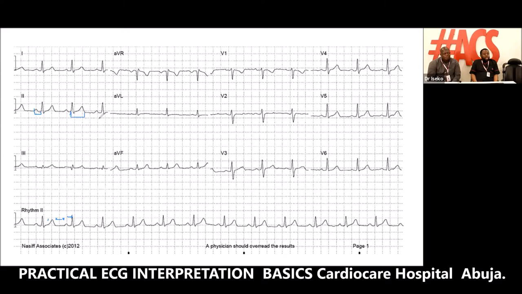Can you see that one that we have highlighted? It's less than, not so? So it's a normal QT interval. The QRS should be less than half a big box. You can look at V2 or V3. Is it less than half a big box?